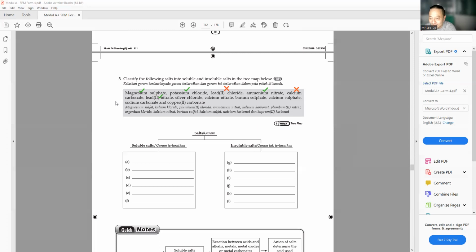Silver and nitrate. All nitrate soluble. All nitrate soluble. This one is not soluble. Yes, not soluble. Calcium nitrate. Calcium nitrate. Yun Hui. Calcium nitrate, soluble. Okay. Yunya. Barium sulfate. Barium sulfate.